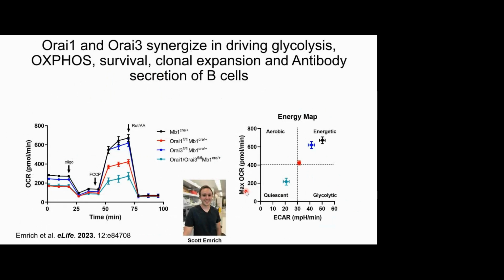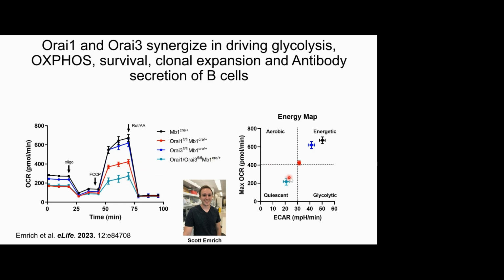And going back to metabolism, you could see here the oxygen consumption rate using this Seahorse assay that most of you must know. You can see the red trace and the teal trace, which are the ORAI1 knockout and the double knockout, and to some extent the blue trace. The basal respiration is reduced, and the maximal respiration is marginally reduced for ORAI3, not significant, but definitely for ORAI1, and additive for ORAI1 and ORAI3.